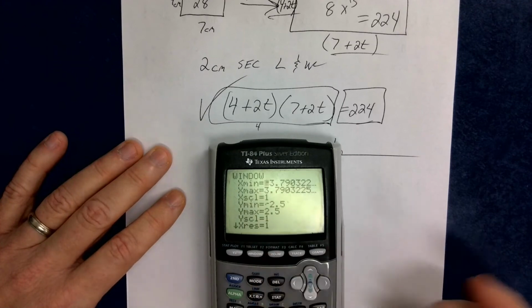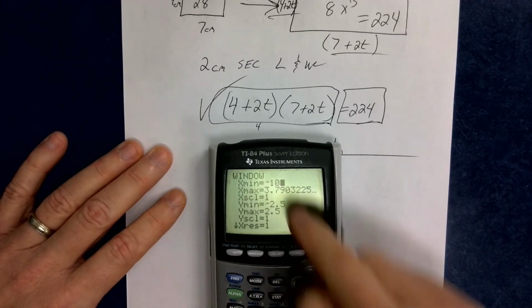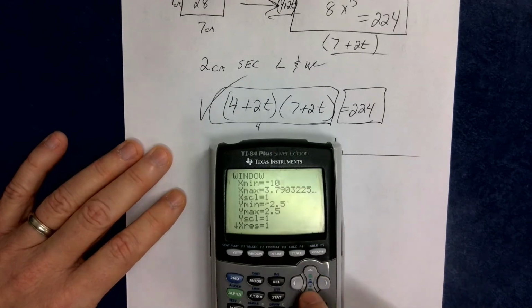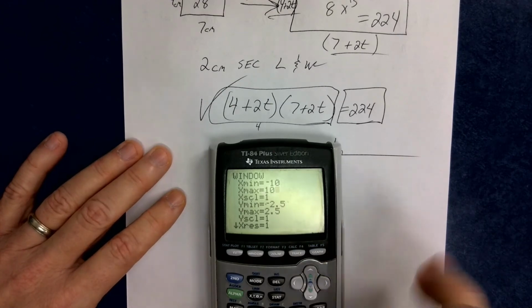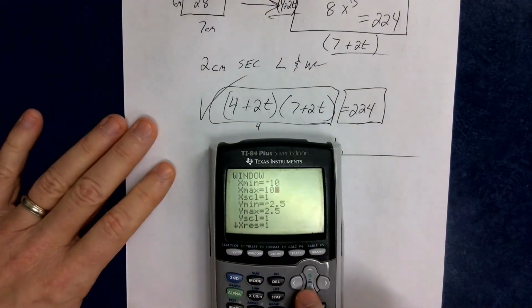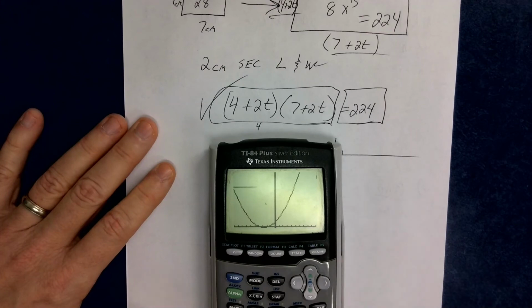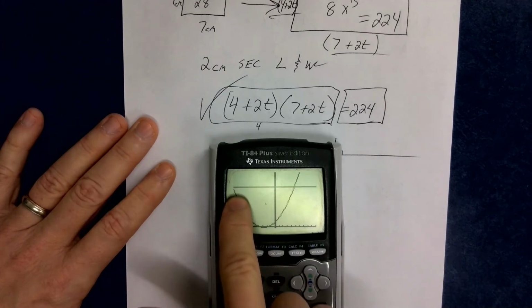Okay. So I go to my window, 0. Let's go -10 just so you can see that bad branch that's there too. And we can go to 10 because remember, I think it's going to be bigger than 4. So probably between 4 and 10 would have worked. Y max, let's go 300 and hit graph. And look, that looks reasonable right here, right? So this is the negative one that doesn't make any sense for this problem because I can't go backwards in time.